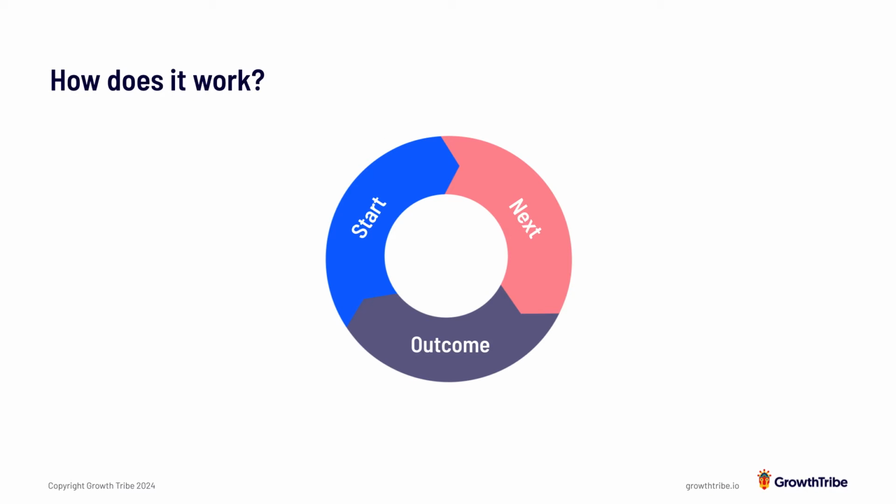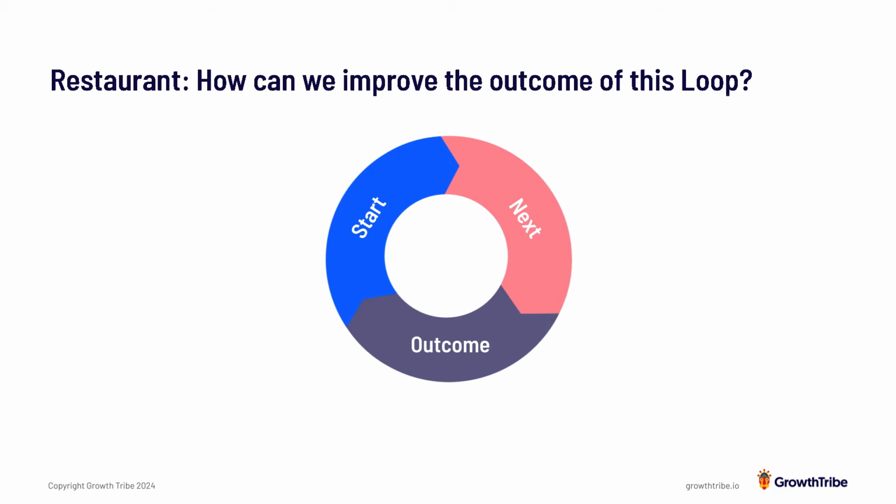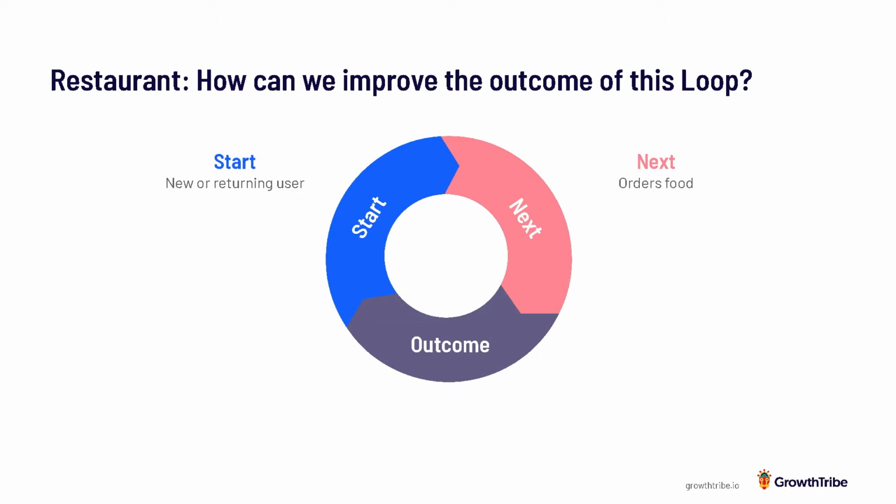So how does it work? It has 3 steps: the start, the next, and the outcome. So imagine you are a sushi restaurant owner, and then you have a new or returning user. Let's say it's a new user. I'm stepping into your restaurant for the first time. I want to try your sushi. The next step is to order food based on, of course, the natural behavior there.